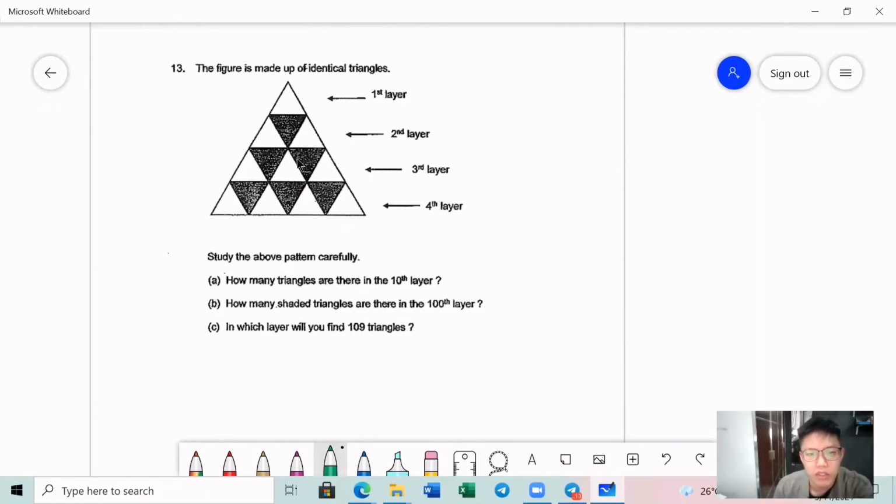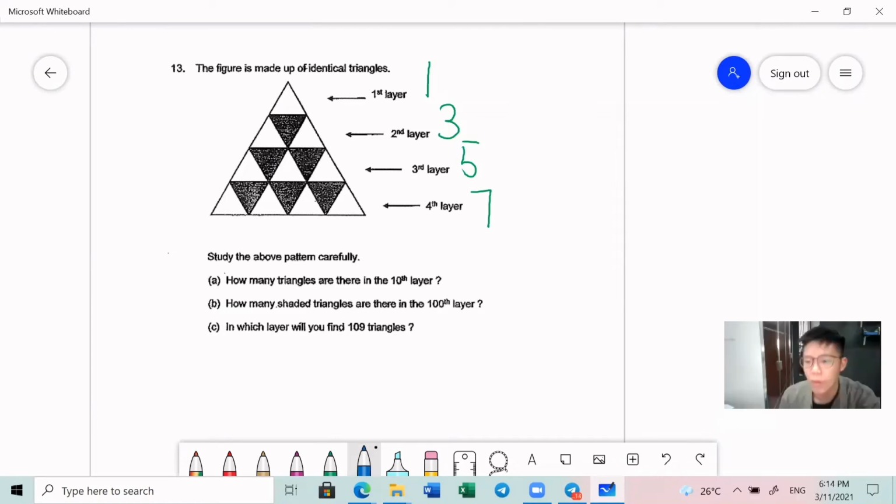It's very obvious to me that for the first layer, there's one triangle. For the second layer, 3. For the third layer, 1, 2, 3, 4, 5, which is 5. For the fourth layer, 1, 2, 3, 4, 5, 6, 7. And from this, I know that it is an equal interval question. Why is that so? Because how do I get from one to another? I just have to plus 2.